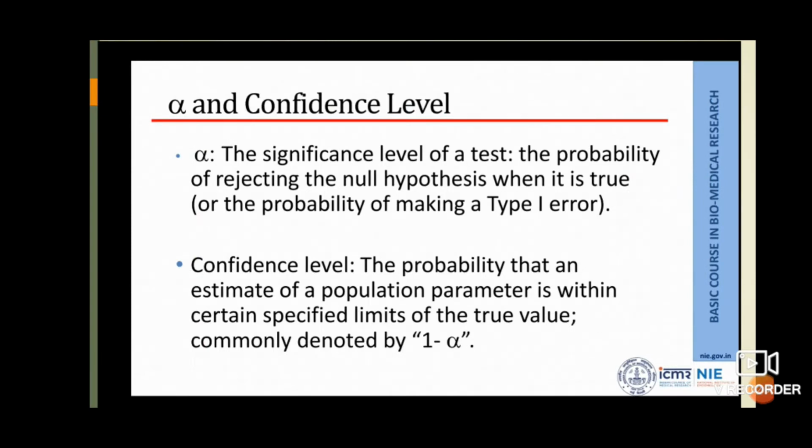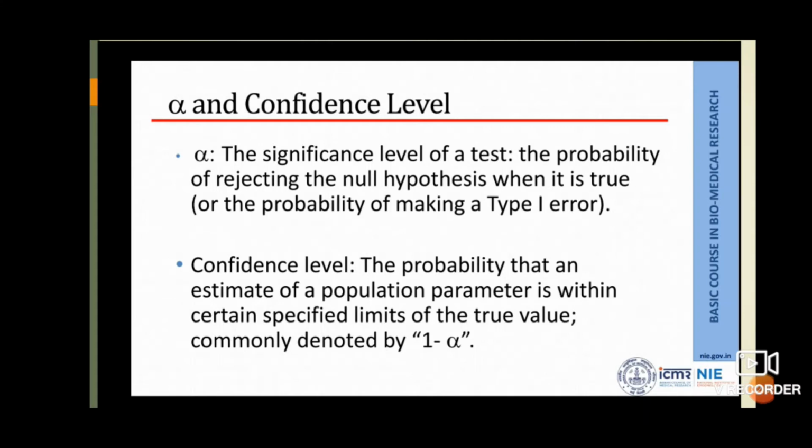Coming on to the alpha value, alpha is the significance level of a test. It is the probability of rejecting a null hypothesis when it is true. At the end of the session, we will have a small shortcut for identifying the alpha values, the null hypothesis, accepting and rejecting. We will be learning that small shortcut at the end of the session.